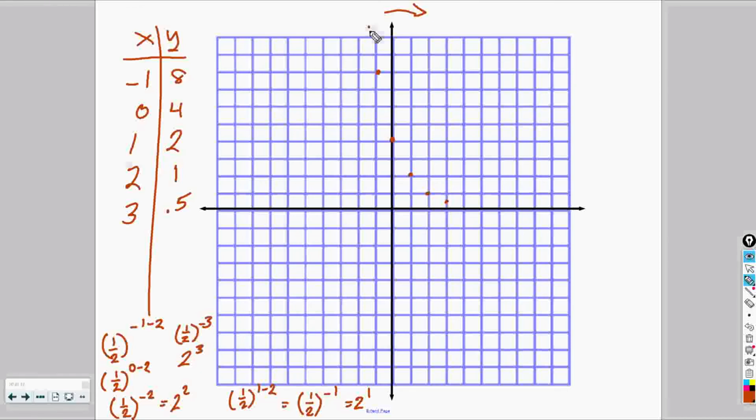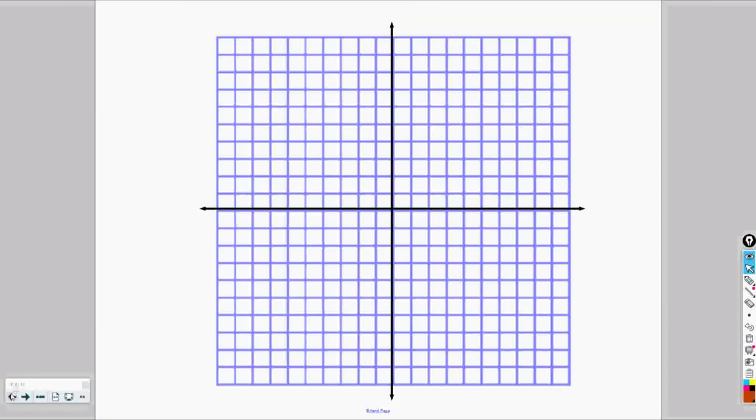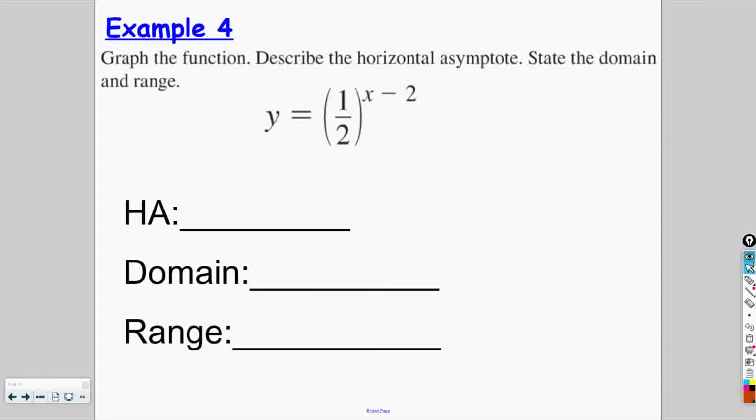All right, so let's just draw the graph and that value that we're continually approaching. Since there's nothing adding or subtracting to the overall general function here, that value that it's approaching is 0. All right, let's go back and fill in that little chart there. So our horizontal asymptote was y equals 0 once again. The domain was all real numbers, and then the range was y is greater than 0.